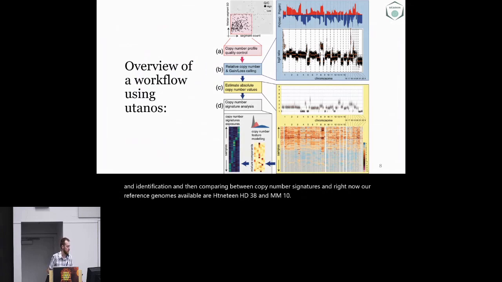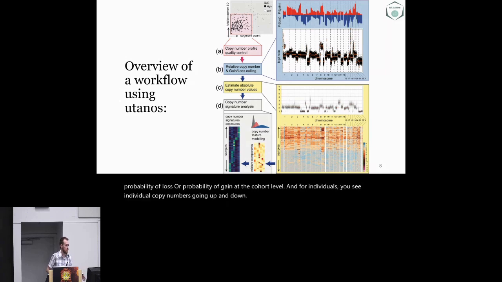An overview of an example workflow using Utanos. You proceed from the top left there. For segment count and median segment standard deviation, you're taking the lower end of both of those as the higher quality profiles. And you move on to segment plots. Segment plots can be interpreted at both the cohort or the individual level, where you have a probability of loss or probability of gain at the cohort level. And for individuals, you see individual copy numbers going up and down.